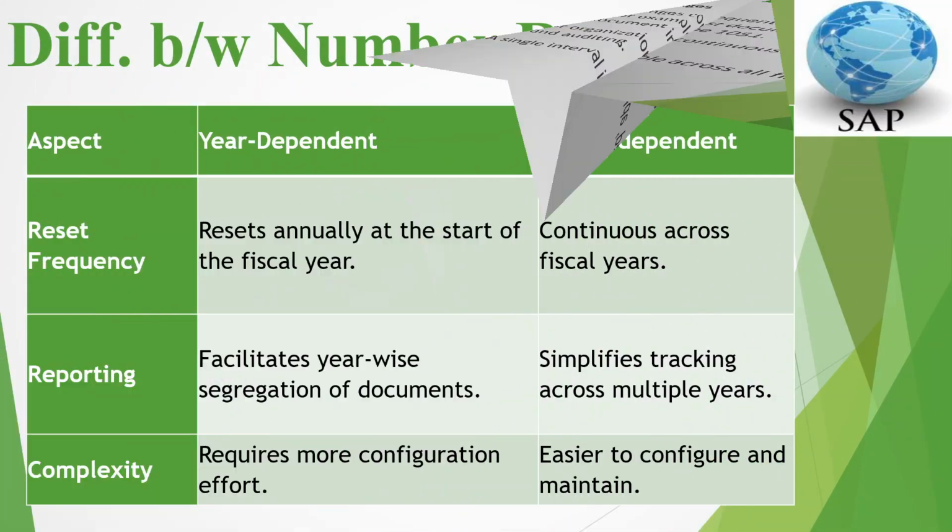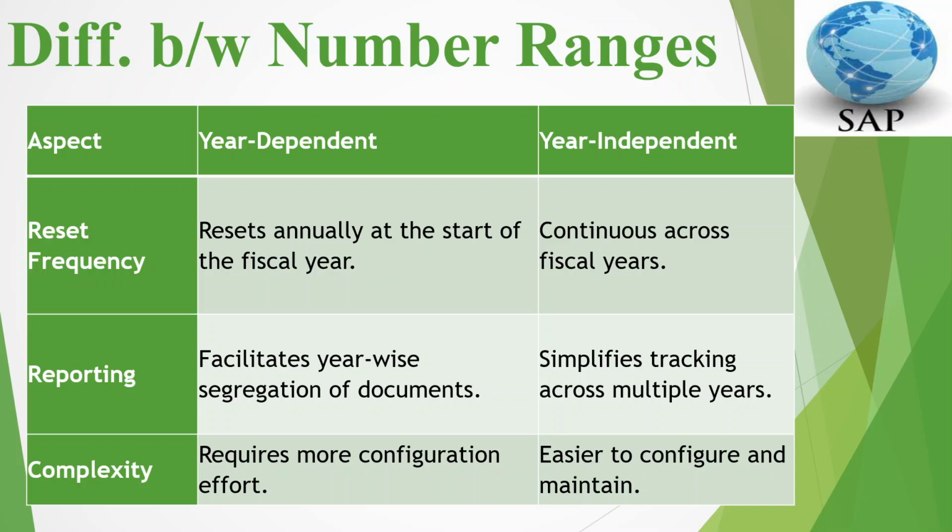Moving next. So what are the differences between the two, year dependent and year independent? Reset frequency: based on that parameter, year dependent resets annually at the start of the fiscal year. That means it is an annual activity at the year end. Every year you will have to do it. Year independent means continuous across fiscal years. That means this activity you don't need to do in case of year independent number ranges. Once you do it, it will continue for many years.